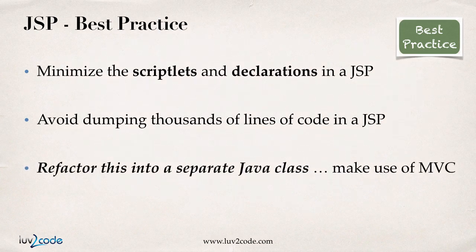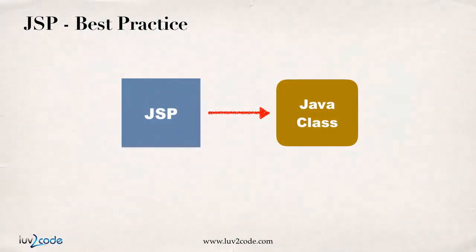So, in order to help with this problem, you can refactor your code into a separate Java class, or make use of MVC. So in this video, I'm actually going to show you how to refactor that into a separate Java class. So what we're going to do is have a JSP file, and this JSP file is going to actually call a separate Java class. So the Java class will have all of our code, all of our business logic, and so on, and the JSP can simply make a call, let the Java class do the heavy lifting, and then the JSP can get the results and continue on with its processing.